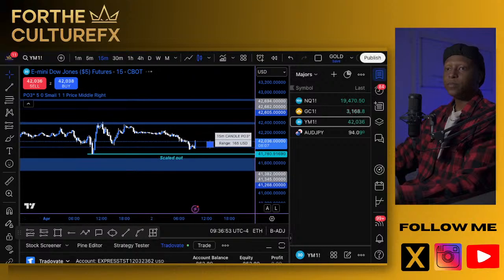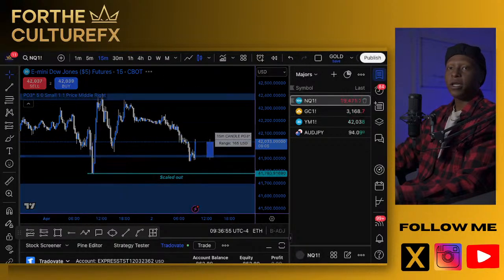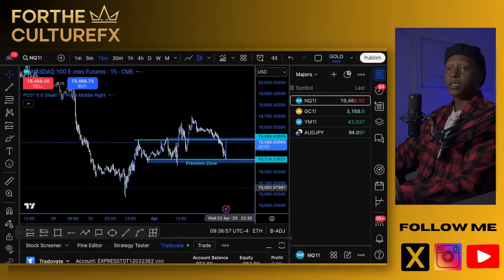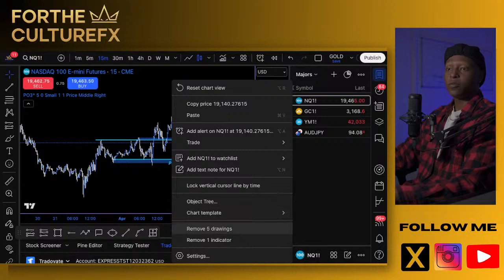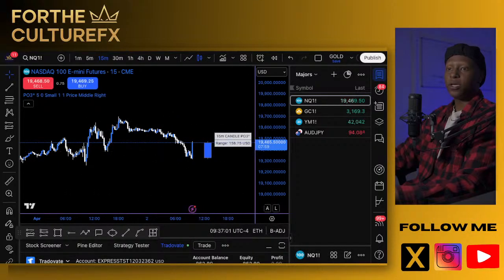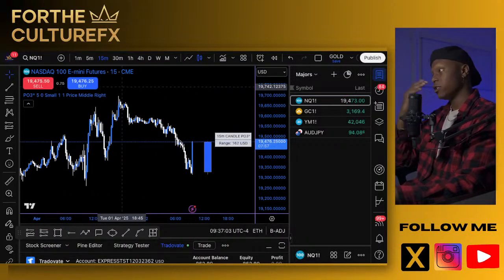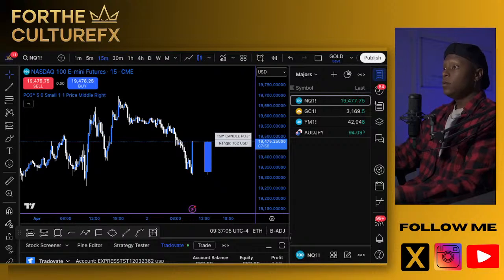So in terms of what we're looking at, let's take a look here at Nas. Nas has been in a relative bullish market structure. Now it hasn't been the prettiest structure, that's for sure, but it has been in a relative bullish market structure.